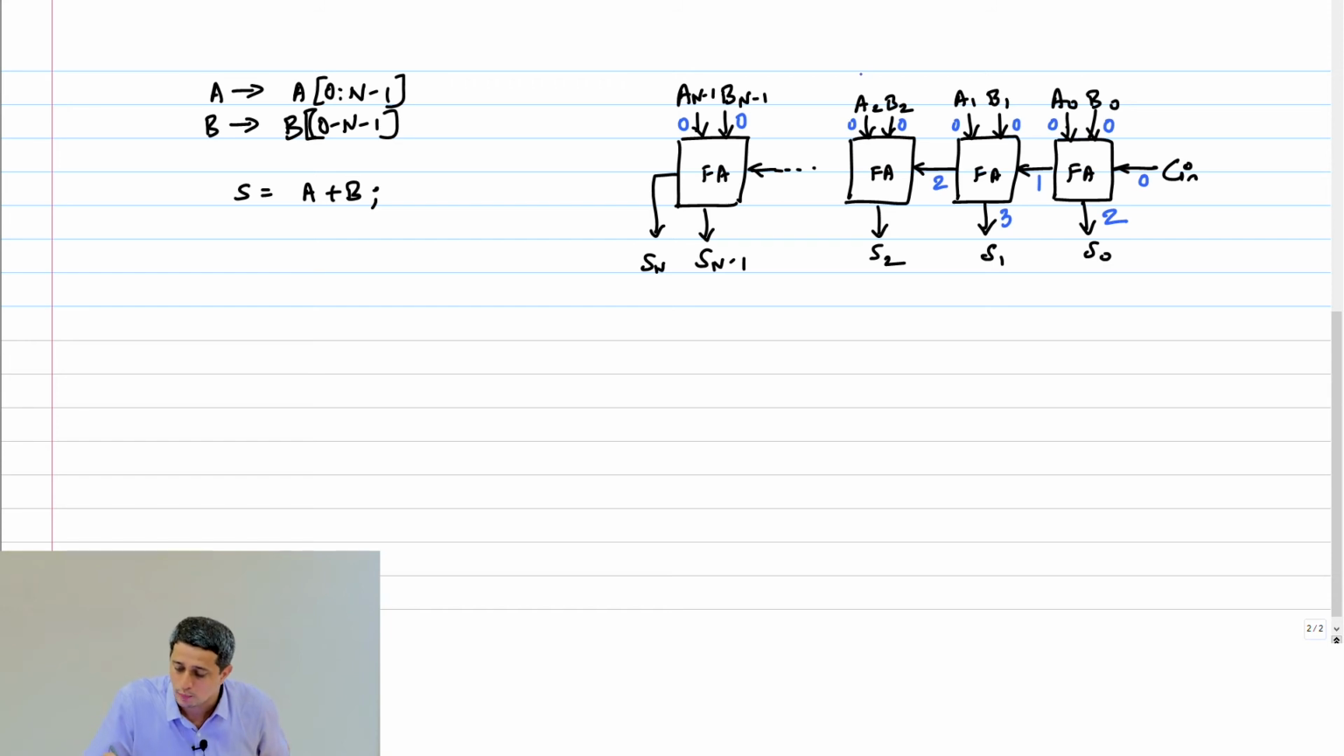Okay, so now let's see what happens. Suppose A2 and B2 happen to be 1, 1.